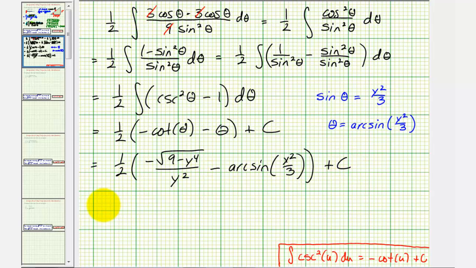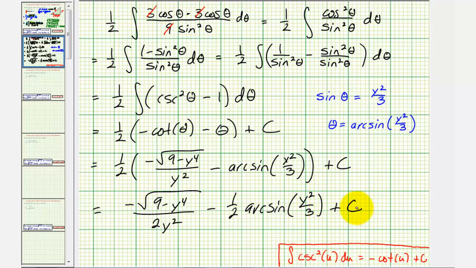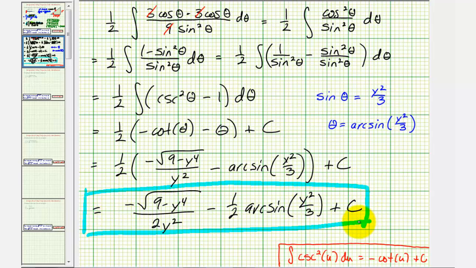So if we wanted to, we could distribute the 1/2. That would give us negative the square root of 9 minus y to the fourth divided by 2y squared minus 1/2 arc sine of y squared divided by 3 plus c. So this integral did have some tricky substitutions that we had to be careful about. I hope you found this helpful.